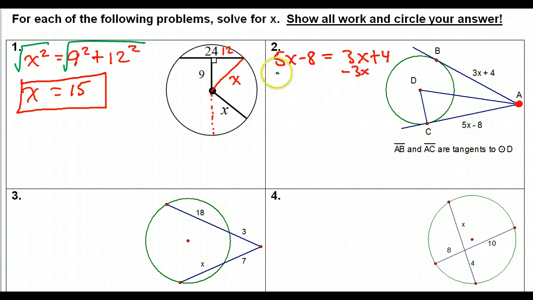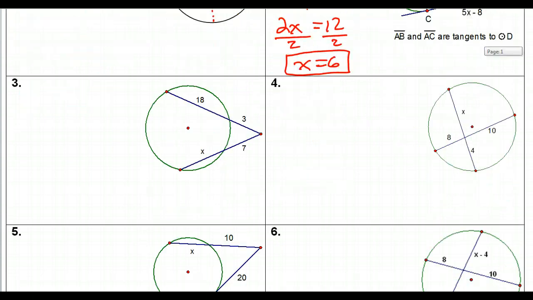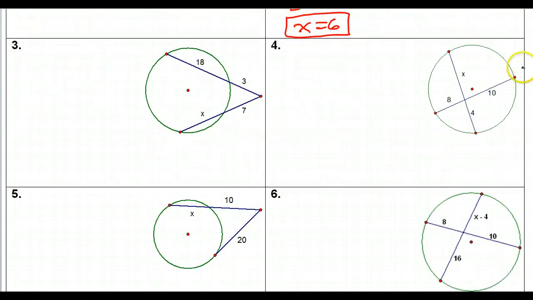So I would subtract 3x from both sides, so that'll give me 2x minus 8 equals 4. And then I need to add 8 to both sides. So that's going to give me 2x equals 12. So dividing by 2, we find that x is equal to 6. Alright, so that's number 2. Alright, take a look at number 3.